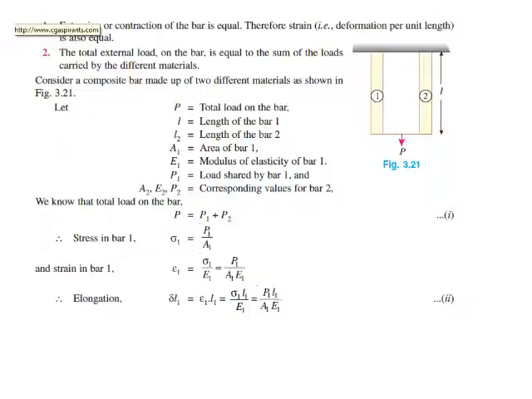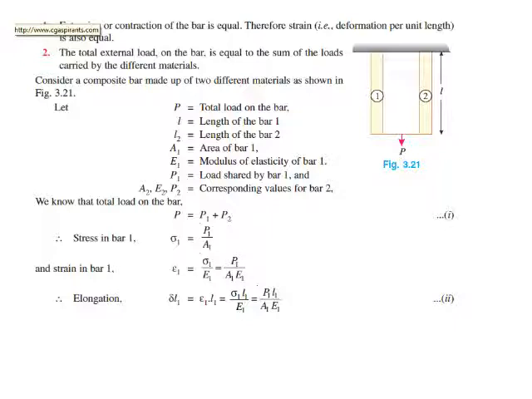Okay. So let's check out one numerical example on compound bar. Before going to the numerical example, let's study the procedure, how to solve a compound bar to calculate the load and stress in each member. So observe this picture carefully, which is shown here.